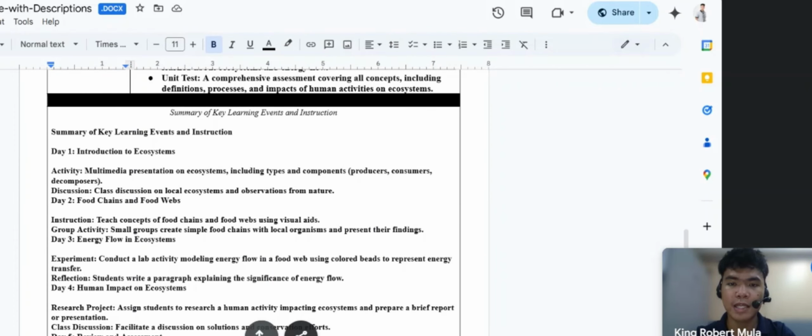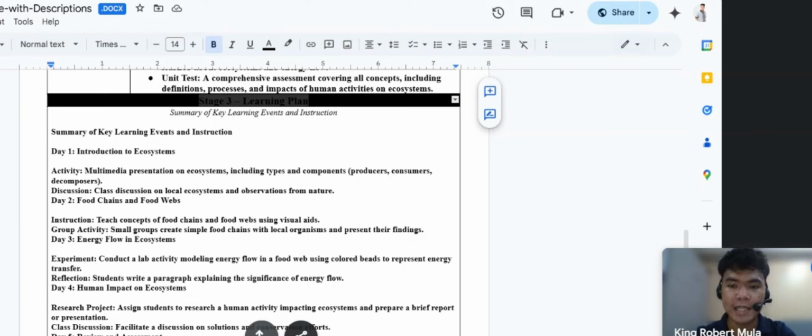Now let's proceed to the next one, which is the last, stage three, the learning plan. Finally, we outline the specific learning activities and the instructional materials or instructional strategies that will be employed throughout the unit. The plan includes multimedia presentations, group discussions, hands-on experiments, and research projects, all designed to engage students actively and cater to various learning styles.